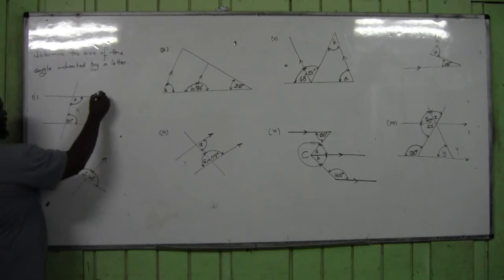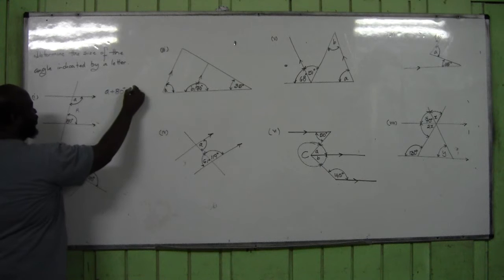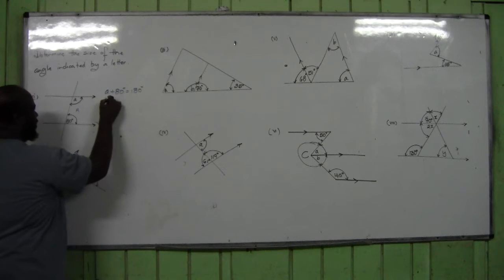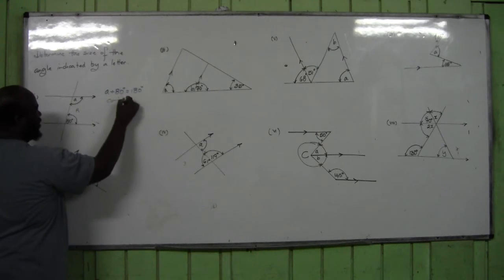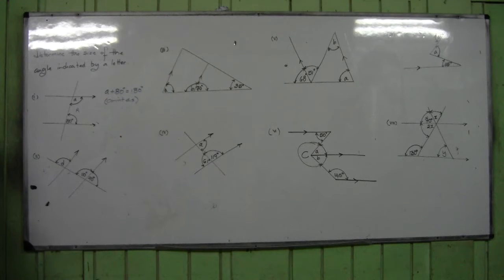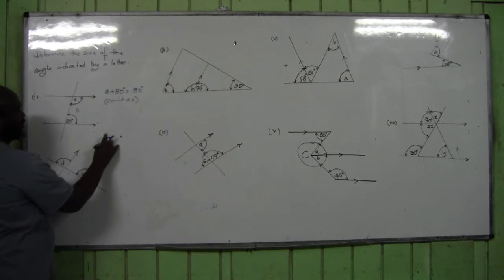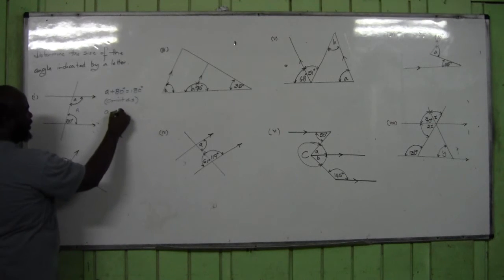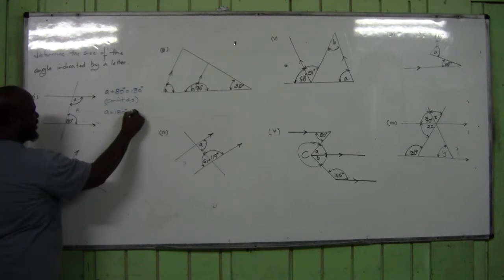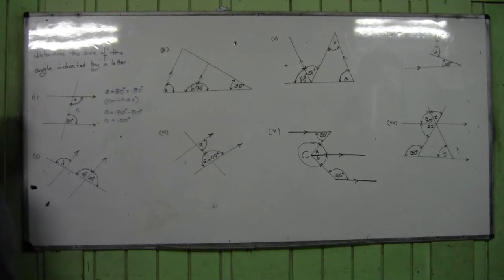So to answer this, I would say A plus 80 is equal to 180 degrees. They are co-interior angles. Co-interior angles are supplementary. Supplementary means that they add up to 180 degrees. Positive 80 goes over and becomes negative 80. A is 180 minus 80. A is 100 degrees. Stay with me.